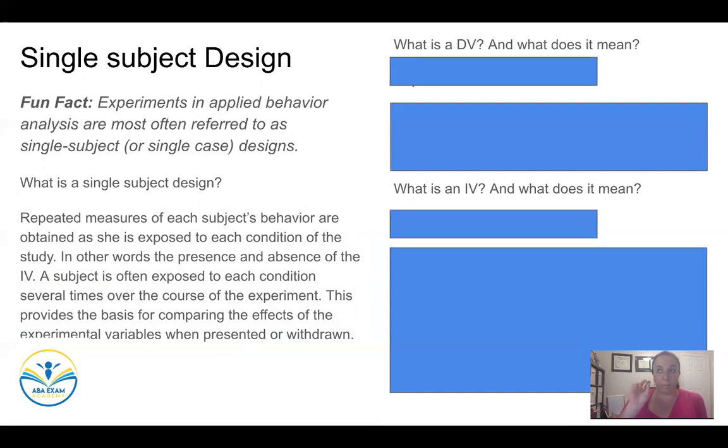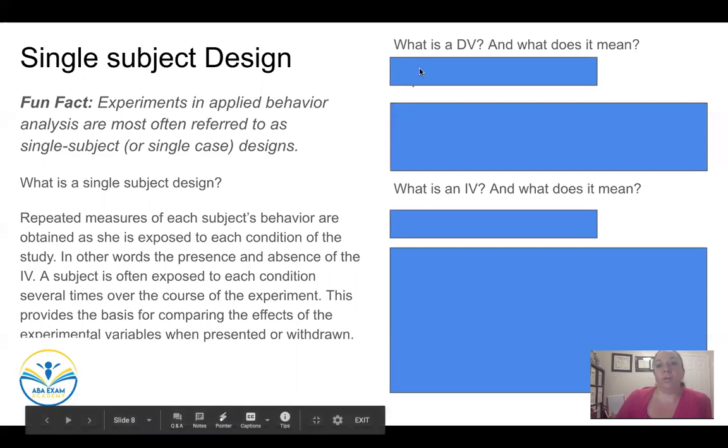So that's the main part of it. It's repeating, showing the condition several times over the course of the experiment. And then that provides the basis for comparing the effects. So that's what you're doing. You're comparing the results and seeing if the results are true because you are repeating it.